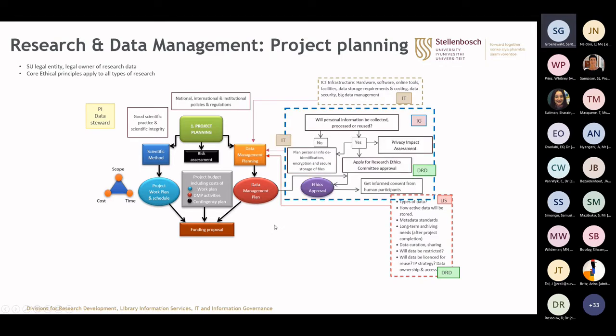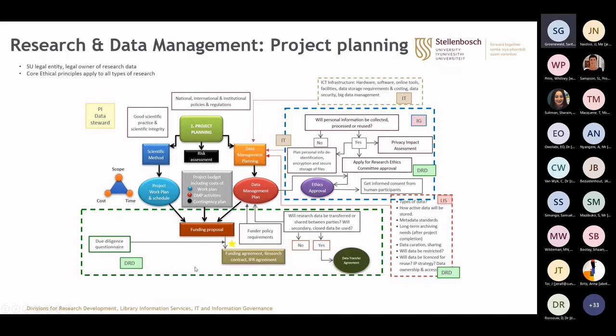Then if you are going to collect, process, or reuse personal information, then information governance can help the researchers with a privacy impact assessment to see what the sensitivity or the risks are regarding the personal information that will be collected. The researchers will need to apply for ethics committee approval, and that happens via the Division for Research Development. And IT can help researchers how to de-identify, encrypt, or securely store their files that contain personal information.